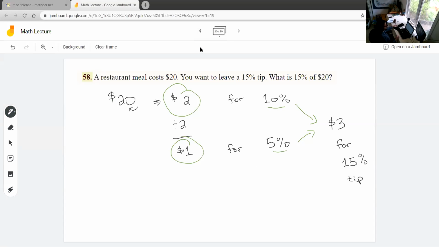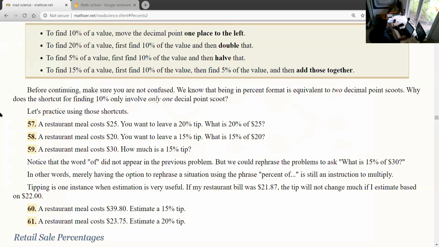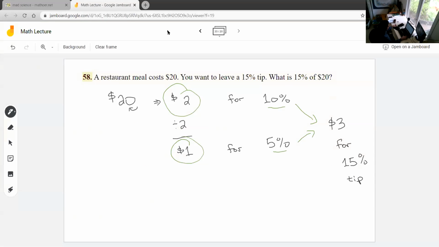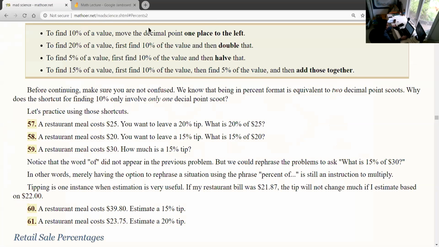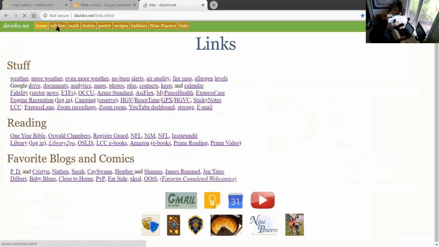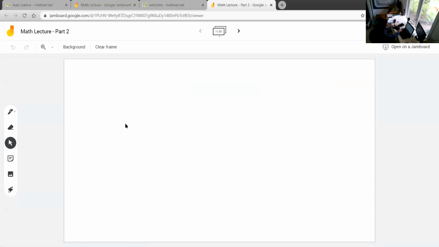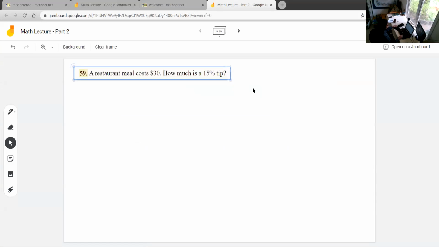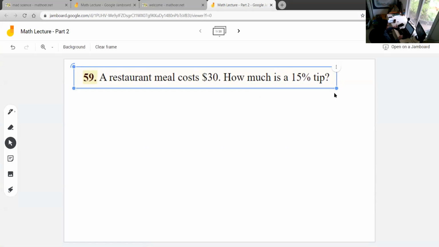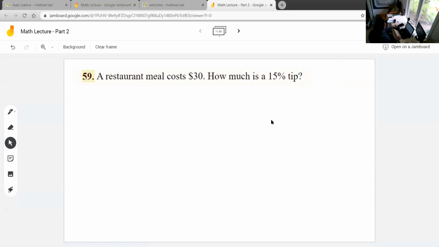Should we do the last one also? Another example. Oh, we're done with that Jamboard. Okay. Okay, your turn. Without taking out a calculator, what's the 15% tip for $30?